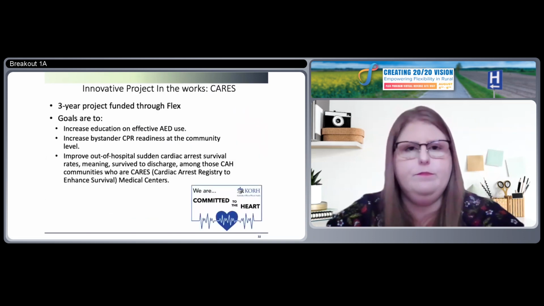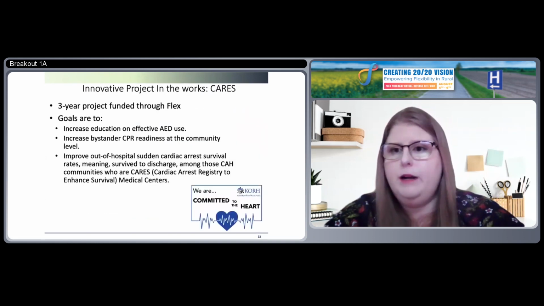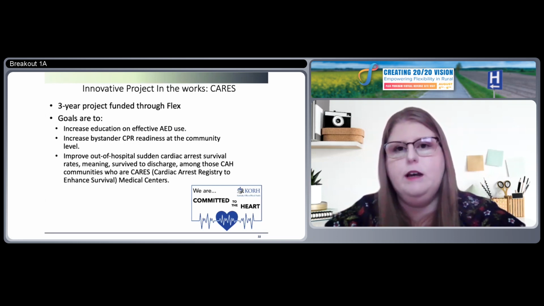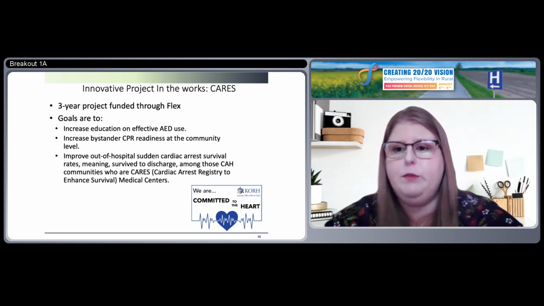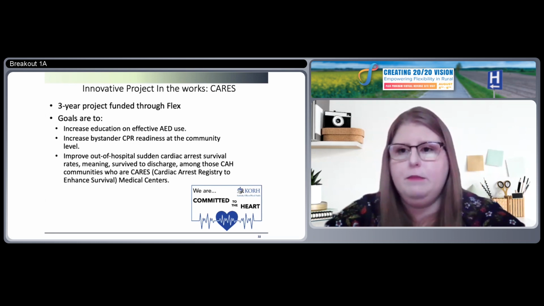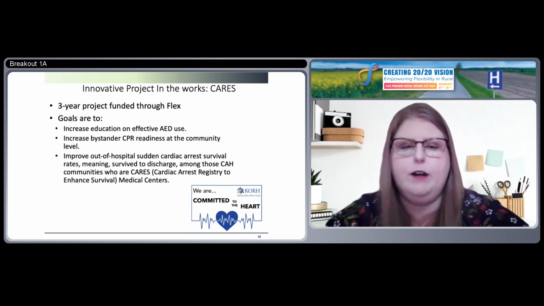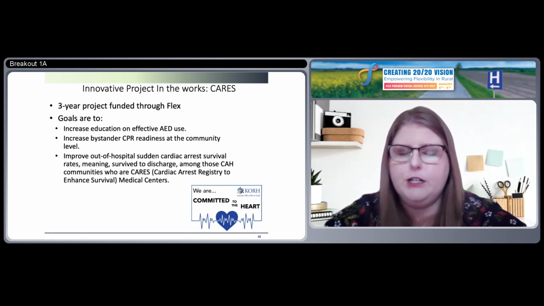Next slide. So we were asked to talk about something a little bit innovative that our office is doing. I wanted to talk about our newest project. This is funded through Flex. It was actually part of that competitive EMS supplemental funding that we wrote for a year and a half ago or so, a 3-year project.